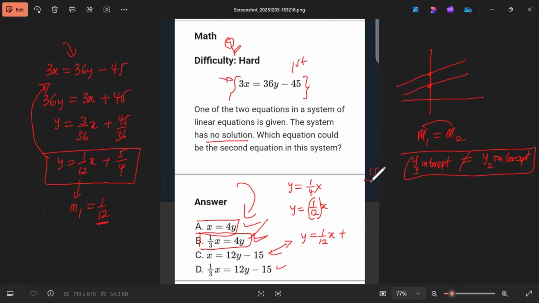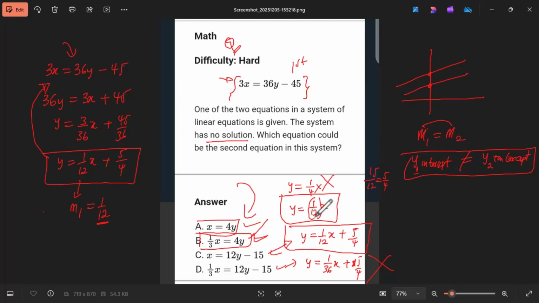What is 15 over 12? That's going to give us 5 over 4, right? Lastly, this one would be y equal to 1 over 36x plus 15 over 12, which is going to give us 5 over 4. So this is what we have. Now, this one is out of it, this one is out of it. So the possible answers are this guy and this guy.